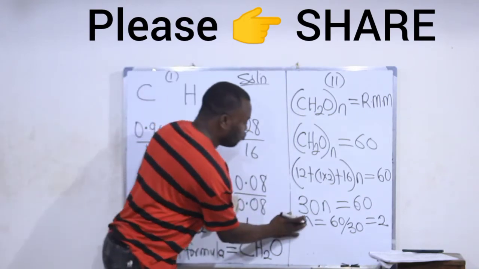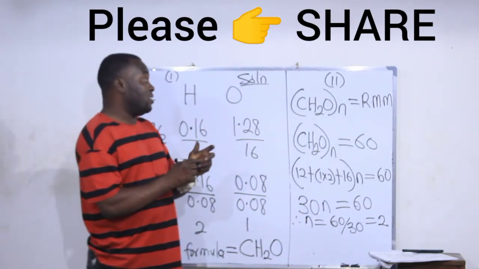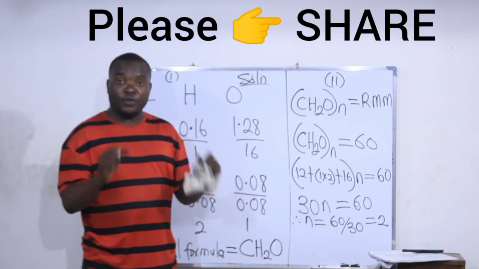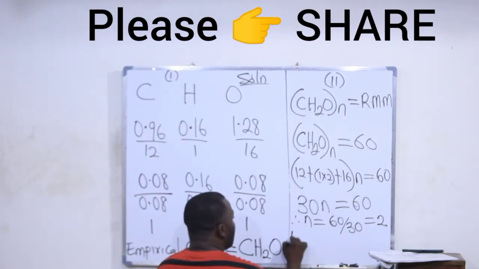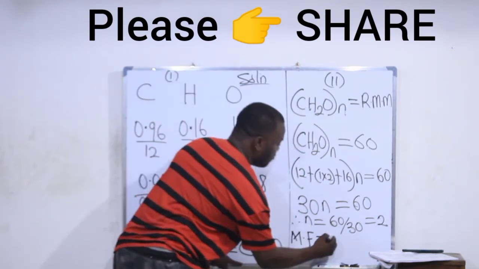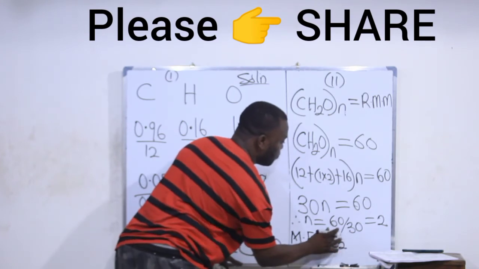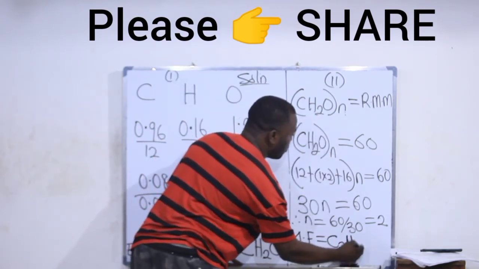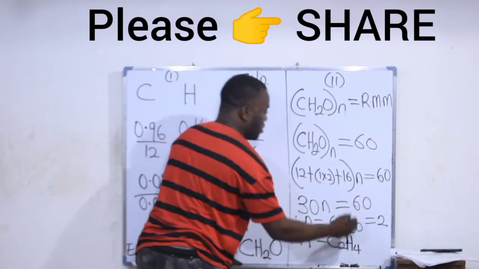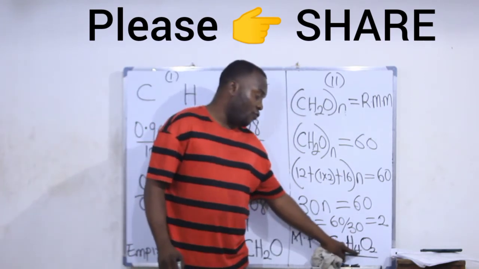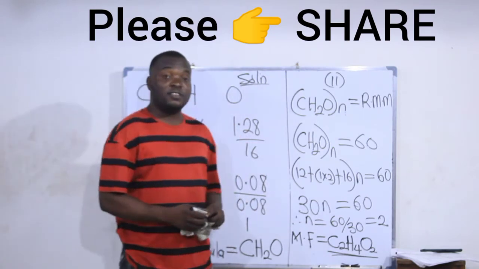Now that we have our N to be 2, your molecular formula is this. The value of N, which is the constant, use it and multiply the empirical formula. Whatever you get is the molecular formula. Therefore, our molecular formula will be equal to, since our N is 2, we say 2 times this carbon is 1 here. 2 times 1 will give me C2. Then 2 times 2 here will give me H4. 2 times oxygen is 1 here, 2 times 1 here will give me O2. So my molecular formula is C2H4O2. And that is the answer to the question.